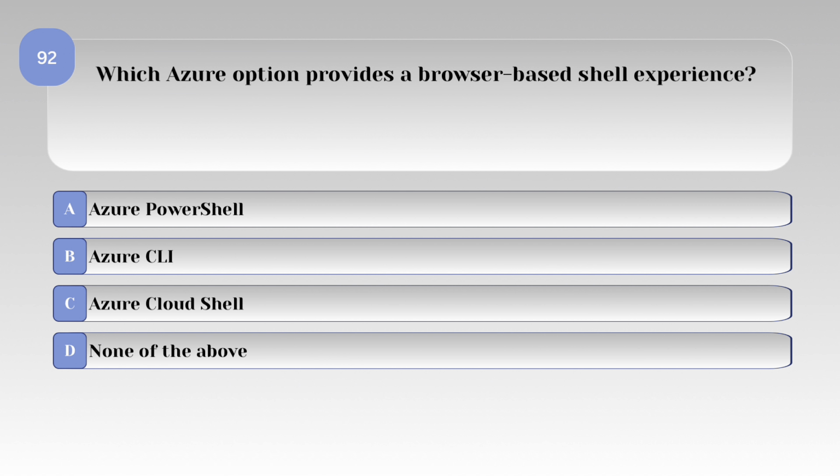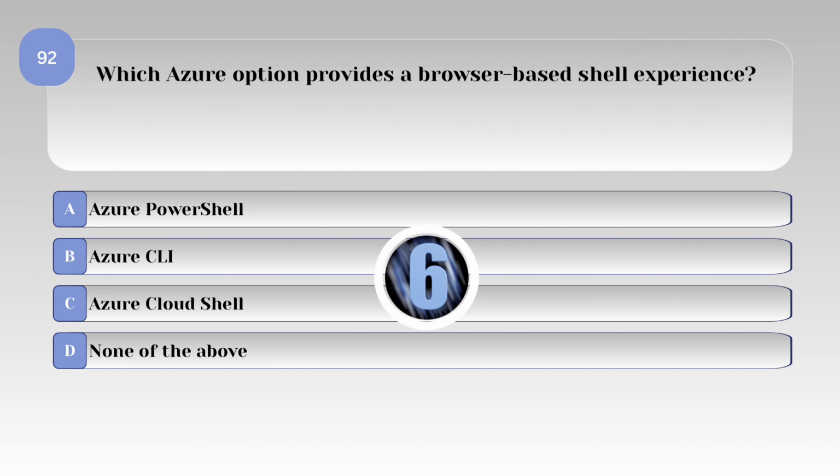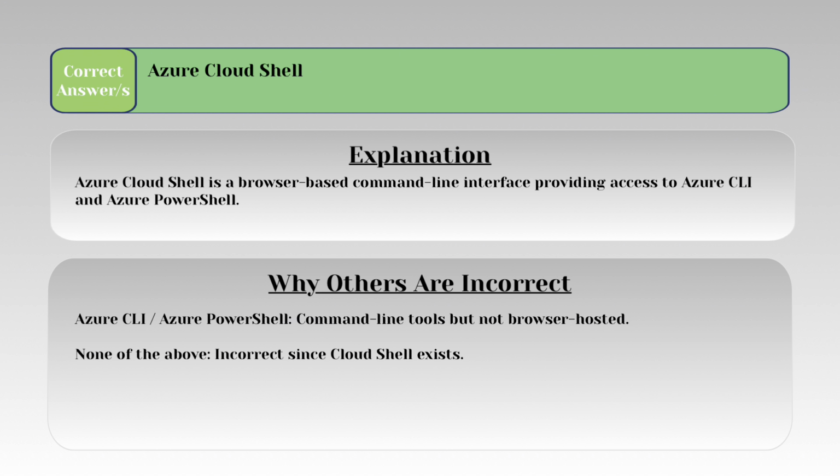Which Azure option provides a browser-based shell experience? Correct answer, Azure Cloud Shell. Explanation: Azure Cloud Shell is a browser-based command line interface providing access to Azure CLI and Azure PowerShell. Why the other options are incorrect: Azure CLI and Azure PowerShell are command line tools but not browser hosted.